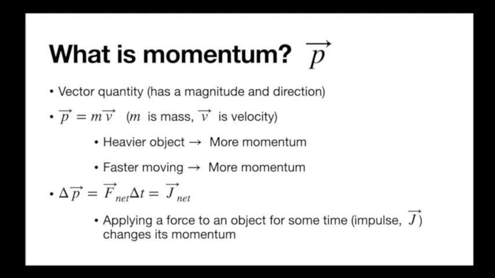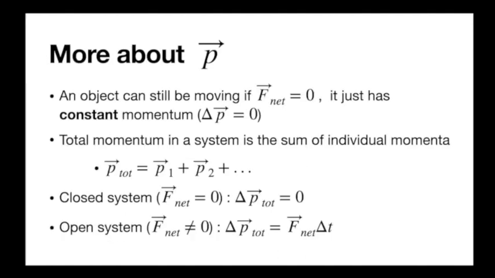And add those two vectors, however. Just because I know what my delta p is does not tell me that I know what the object's momentum is. It just tells me the change in that momentum. So, more about momentum. Like we said, an object can still be moving if F net is 0. It just means our delta p is 0.